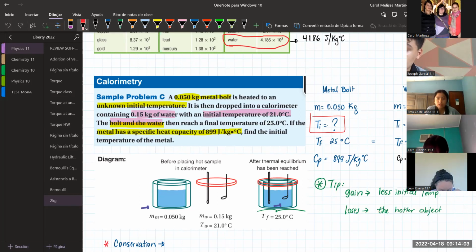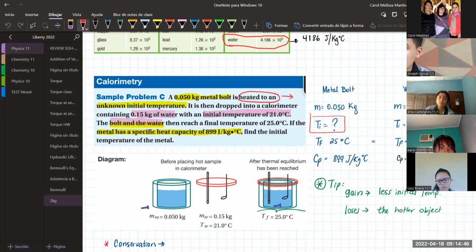It says the metal bolt is heated to an unknown initial temperature. So what happens when you apply heat on a metal? It gains temperature. Okay, I know that the one that is being heated is the one that in that moment is gaining temperature. But in the moment when you mix them, when you put the two together, the one that is losing is the hotter object, which in this case is the metal.